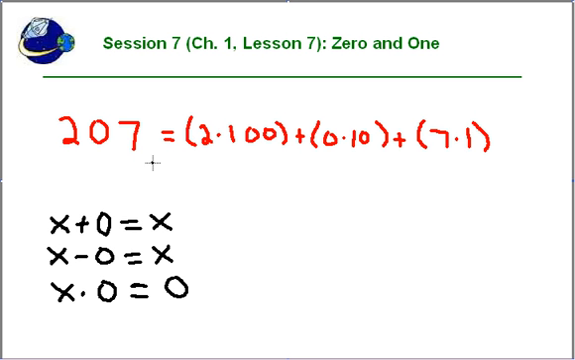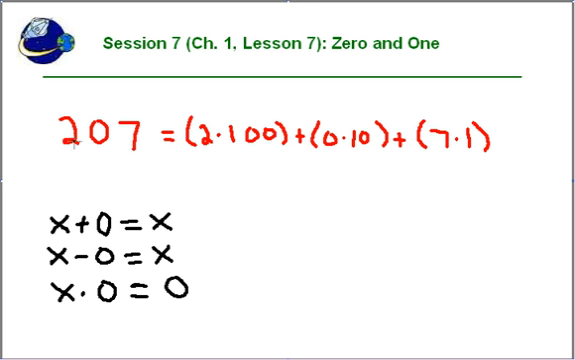And what I'm going to do is take a quick look at our place value to show you how we commonly use the number 0. Here's our number 207. If you remember, the first place to the far right of the number is called the ones or the units place. The next one's called the tens, and the next one to the left is called the hundreds.